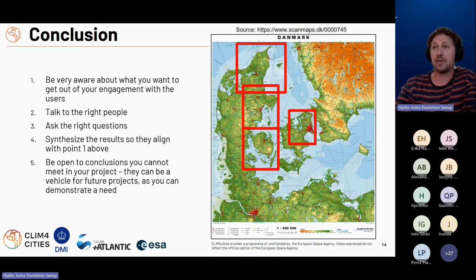And then the last one is really this: be open to conclusions that you cannot meet. For instance, in our case, this with smaller cities, because it's a very nice need to have demonstrated, because you can use that as a vehicle in later projects and try to convince others to fund that you take the models from a project like this and spread them out over the whole country in order to help smaller cities as well.